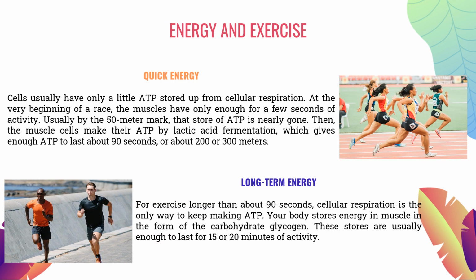Energy and exercise. Basically, at each stage of the race, your body uses different paths to get energy. You have three main sources of ATP: ATP already in the muscles, ATP made by lactic acid fermentation, and ATP made by cellular respiration. At the beginning of a race, the body uses all three sources. However, stored ATP and lactic acid fermentation can give energy only for a short time. The two types of energies are quick energy and long-term energy that are going to be explained forwardly.